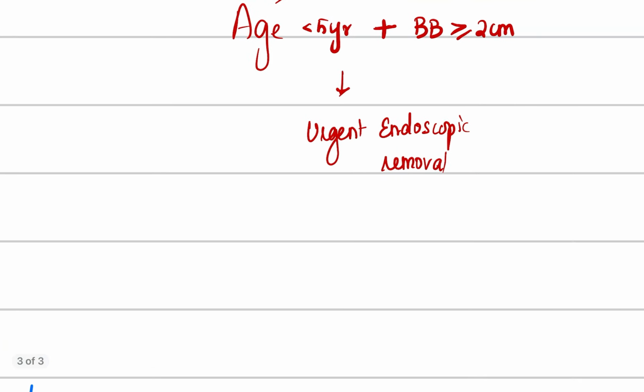So urgent endoscopic removal in a child whose age is less than 5 years with button battery ingestion of more than or equal to 2 centimeter, and you will assess for esophageal injury and then proceed accordingly depending upon whether the child is symptomatic, asymptomatic, hemodynamically stable, or not hemodynamically stable. So that's it about your button battery ingestion. If you write this much, you can end with your complications.